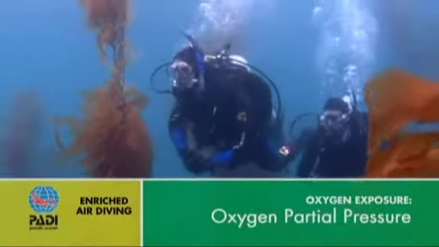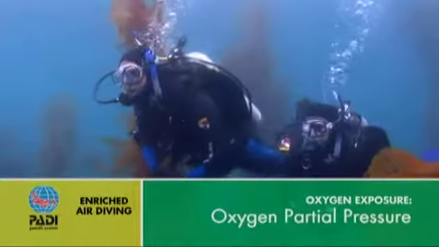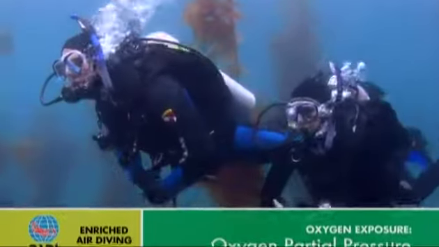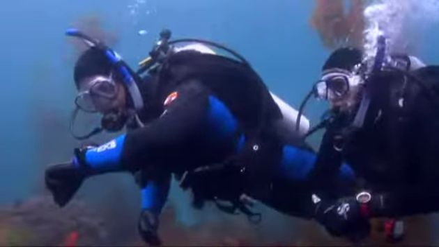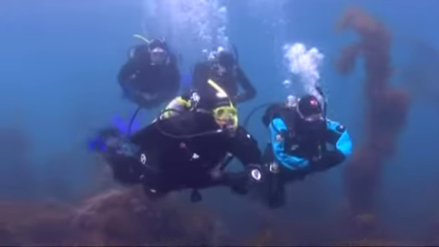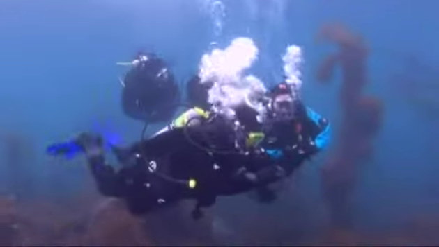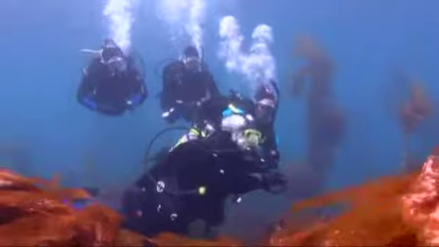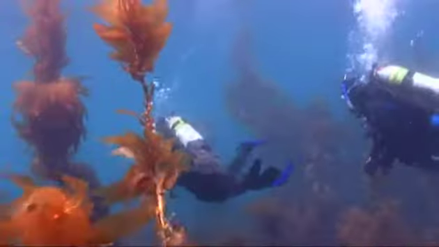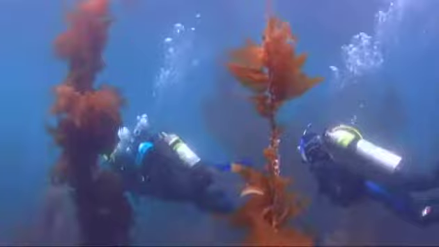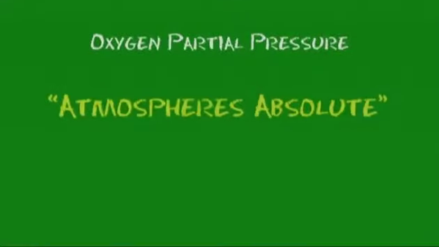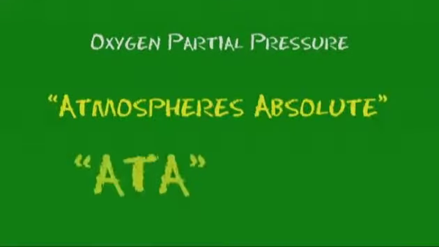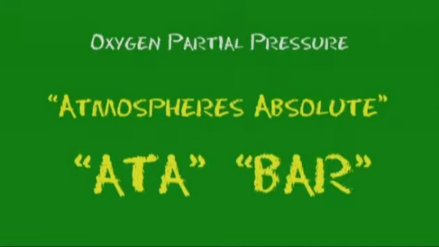Using air within recreational limits, oxygen exposure is not really an issue, but it can be an issue when diving with enriched air. You use your enriched air compatible computer to keep your oxygen exposure within accepted limits. Oxygen exposure is measured based on the oxygen partial pressure. The oxygen partial pressure is based on the oxygen percentage and your depth. Oxygen partial pressure refers to the pressure exerted only by the oxygen you breathe. It's usually expressed in atmospheres absolute, abbreviated ATA, or in metric as absolute bar.